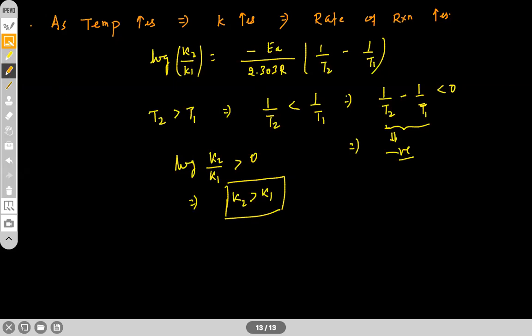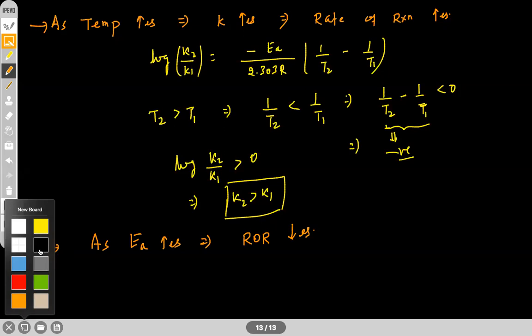Another one is, as activation energy E increases, the rate of reaction decreases. Rate of reaction decreases. Okay. You see the second point.